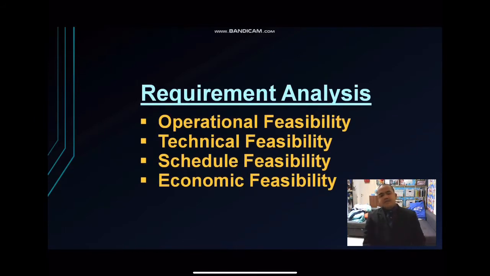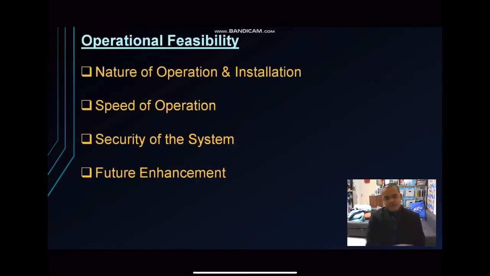Requirement analysis. There are four requirement analyses: the operational feasibility, technical feasibility, schedule feasibility, and the economic feasibility. Requirement analysis is the first stage in the system engineering process and software development process that encompasses those tasks that go into determining the needs or conditions to meet the requirements. Operational feasibility.